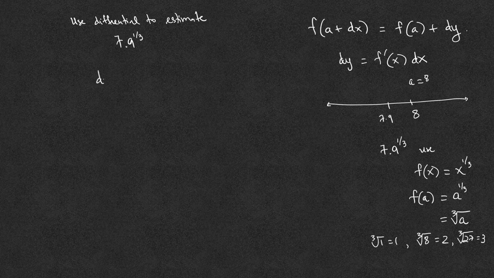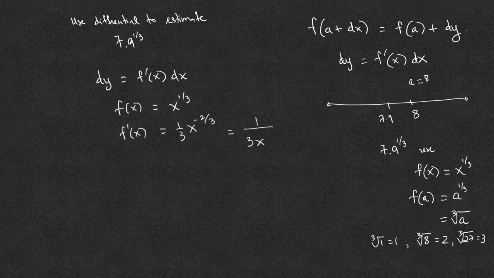To find dy, we would need to find f prime of x and then dx. This is the differential notation where we state that f of x, we will use x to the 1/3. F prime of x is therefore 1 over 3 x to the negative 2 over 3, which is 1 over 3 x in the denominator with the positive power 2/3. dy is therefore 1 over 3 x to the 2/3 dx.